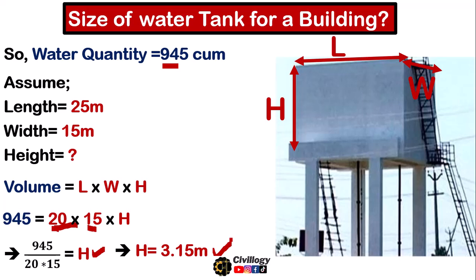So these are the dimensions of a tank in which we need to store water for 1000 occupants, 1000 residents, for 7 days. So these will be the dimensions of this tank. The length is 20 meters, width is 15 meters, and height is 3.15 meters.